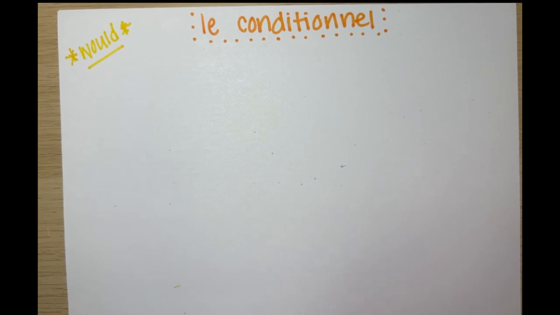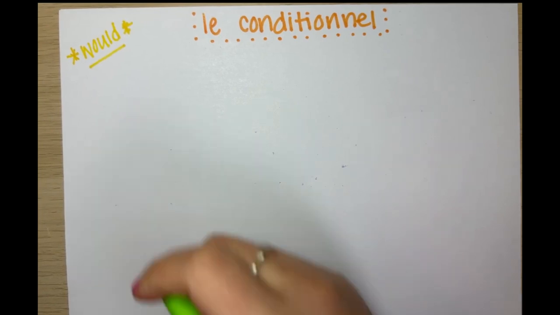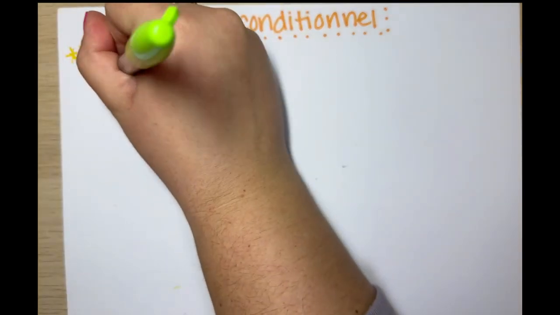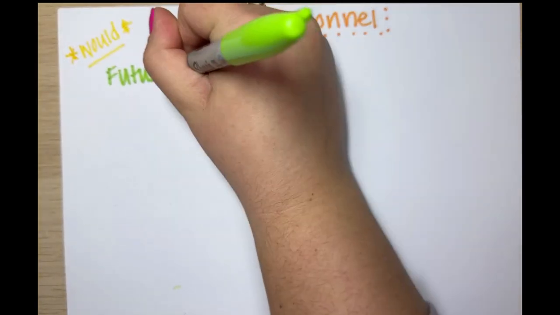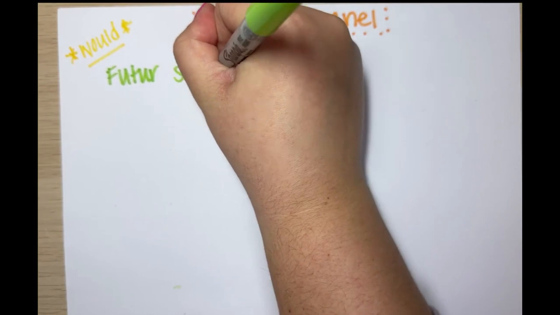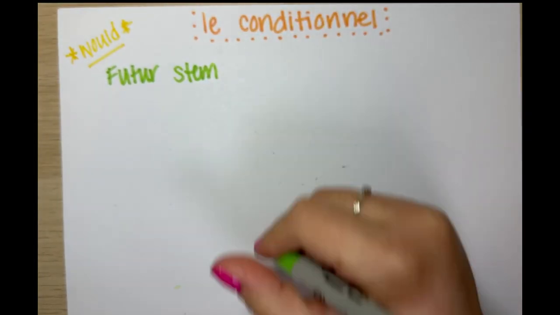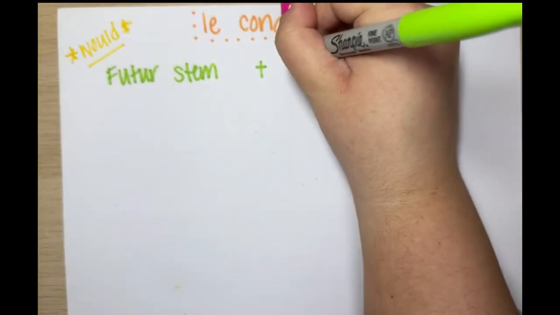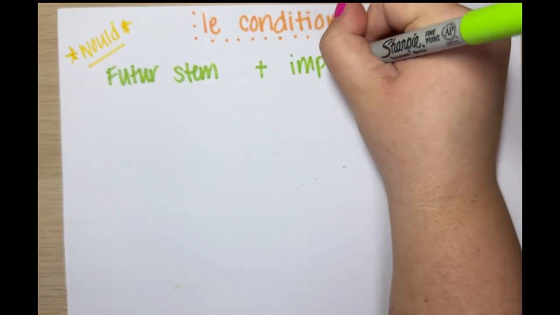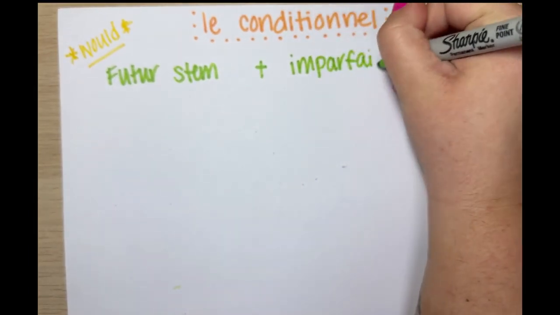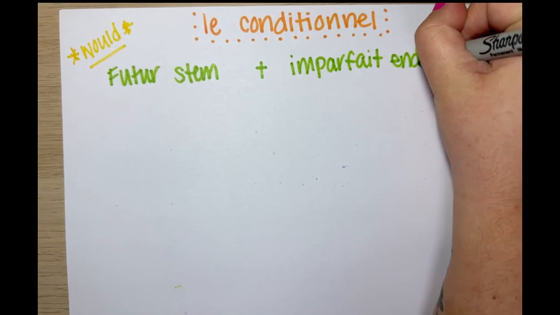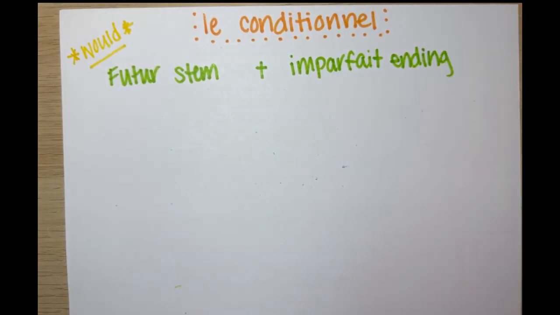Le premier temps, the first tense that we're going to use is the future tense. So we're going to use the stem of the verb from the future, and then we're going to combine that with our imparfait endings. So future stem, imparfait endings. Both of those we should remember.